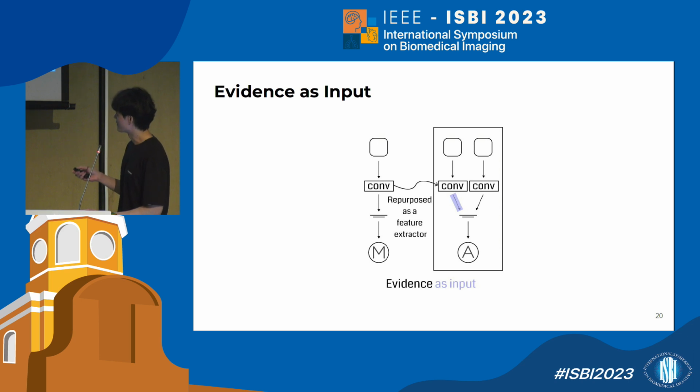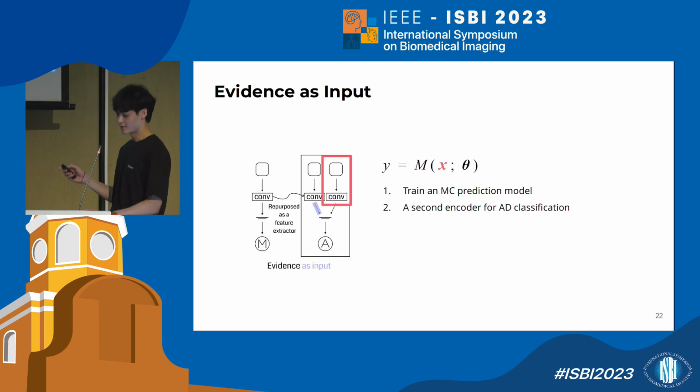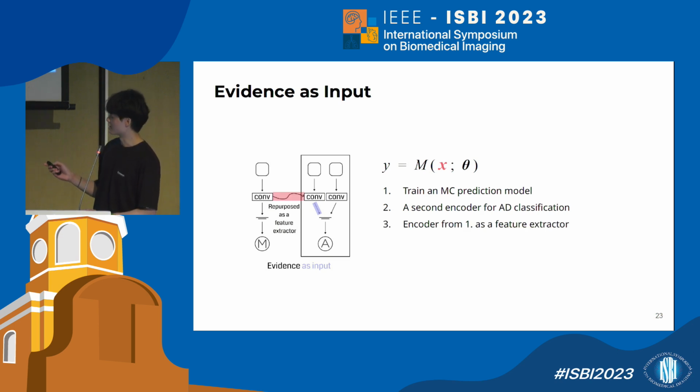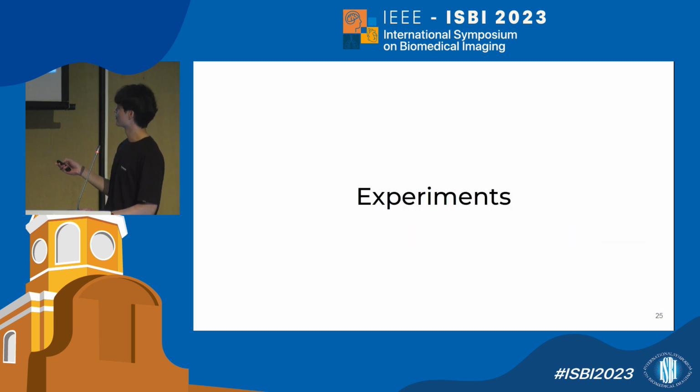And the last setting is evidence as input, where we first train the model for MC prediction, and we build a second encoder for the AD classification. We reuse the encoder for MC prediction as the feature extractor, which extracts the evidential knowledge. And we concatenate the evidential knowledge and the features from the second encoder as the input for the classification layer. Then the extractor and the second encoder are jointly trained to minimize the loss for AD detection. Now let's move on to the experiment.